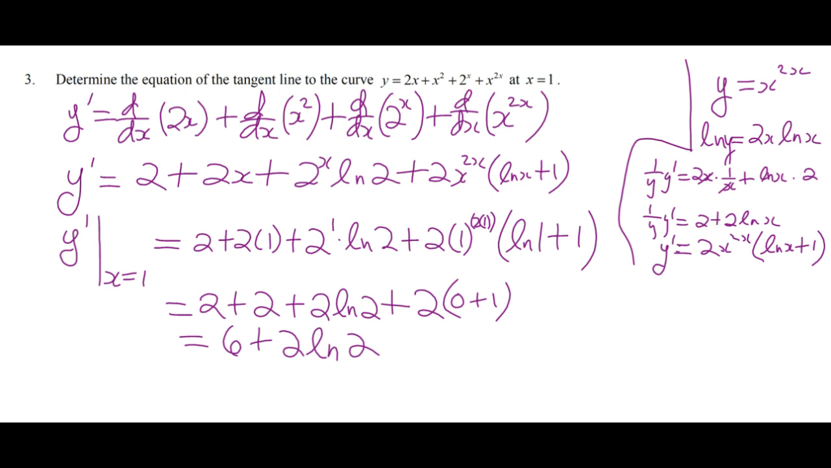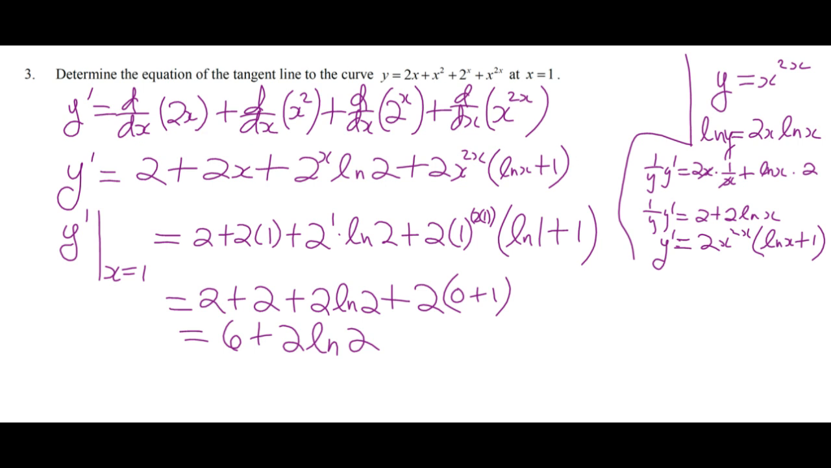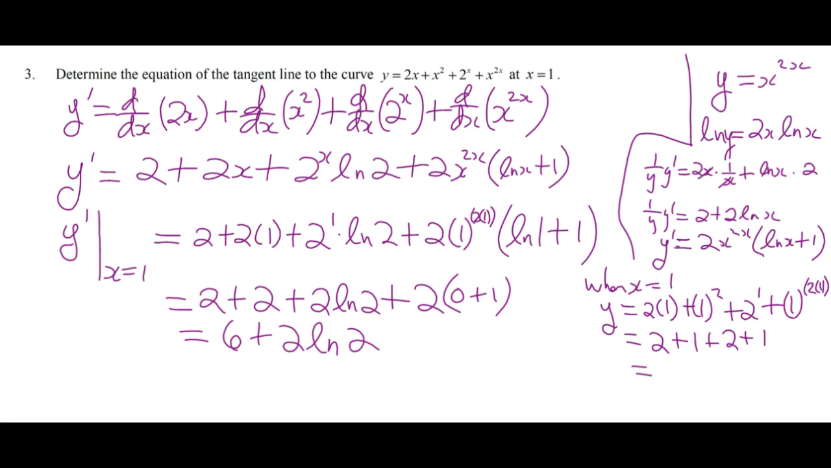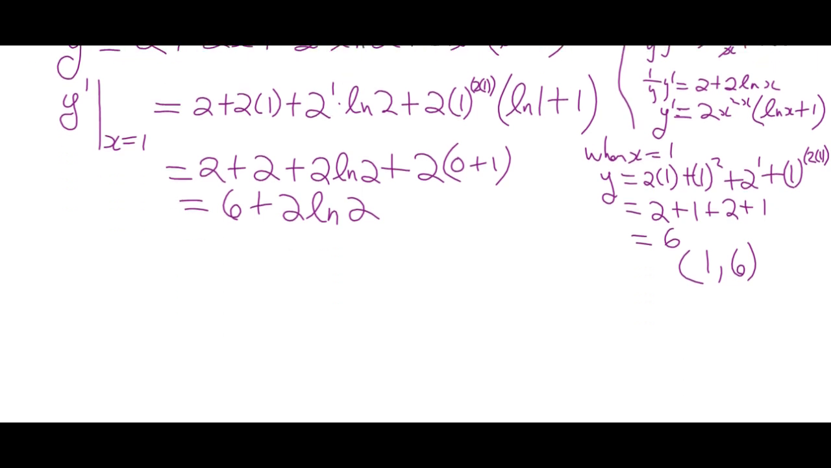You could factor it, go 2 times 3 plus ln 2. Do we need to? Oh, of course, because we're trying to find the equation of the tangent line to the curve at x equals 1. Okay, so we've got the slope. We need a point. So when x equals 1, y is equal to 2 times 1 plus 1 squared plus 2 to the power of 1 plus 1 to the power of 2 times 1, which is still going to be 1. So 2 plus 1 plus 2 plus 1, which is 6. So we have the point 1, 6, and we have the slope.